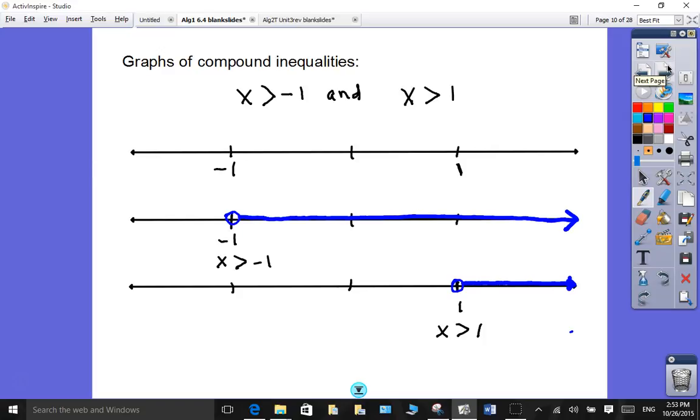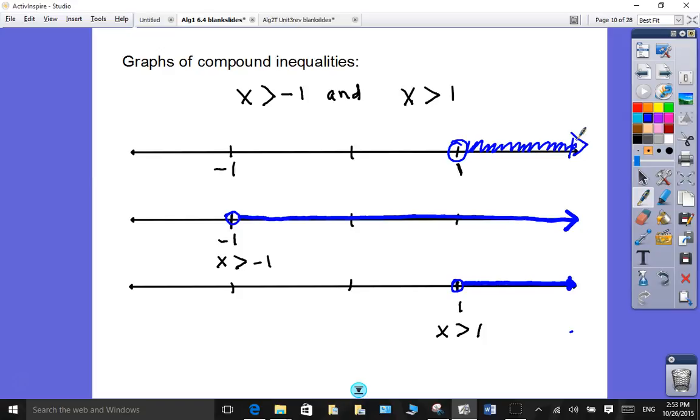Okay, one more, or actually two more. This is an and. So we're looking for where these two graphs overlap. X is greater than -1 and x is greater than 1. And just looking at the two graphs, it would appear that they're both shaded to the right of x equals 1. So I would have to come up here and shade to the right of 1. That is the graph of the compound inequality, just the shading that goes to the right of 1.